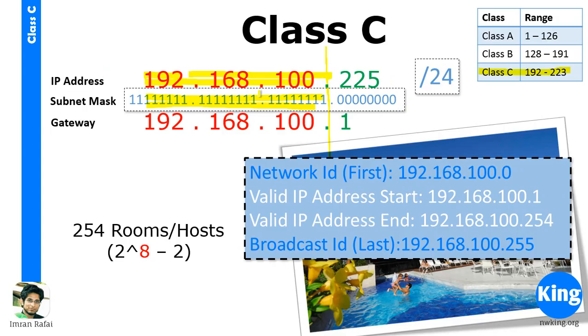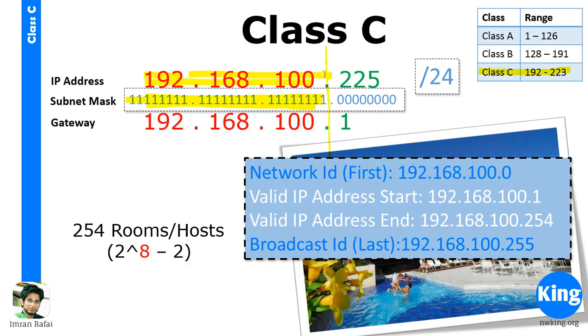Another way of representing this IP address is by putting a slash. So when I say 192.168.100.225/24, it means that the subnet mask has 24 ones. So 24 ones is nothing but a class C IP address.